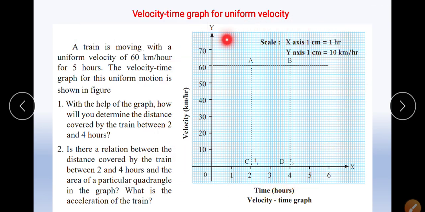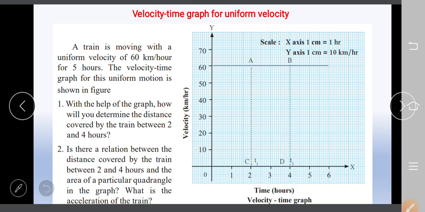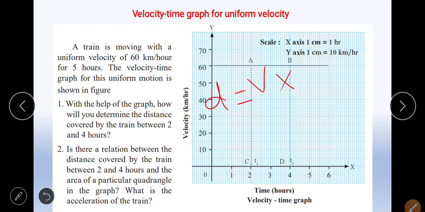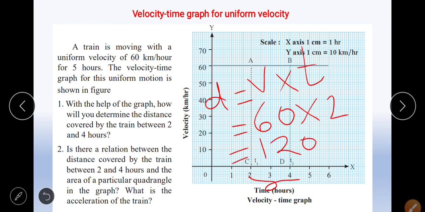Looking at this graph, we have to answer these questions. The first question is, with the help of the graph, how will you determine the distance covered by the train between 2 and 4 hours? They are asking us to find the distance. We can find the distance using the formula velocity is equal to distance traveled upon time required. Using this formula, distance becomes equal to velocity into time. Velocity is constant, which is 60, and the time is between 2 to 4 hours, so it is 2 hours. So it comes out to be 120 kilometer. So distance covered is 120 kilometer.